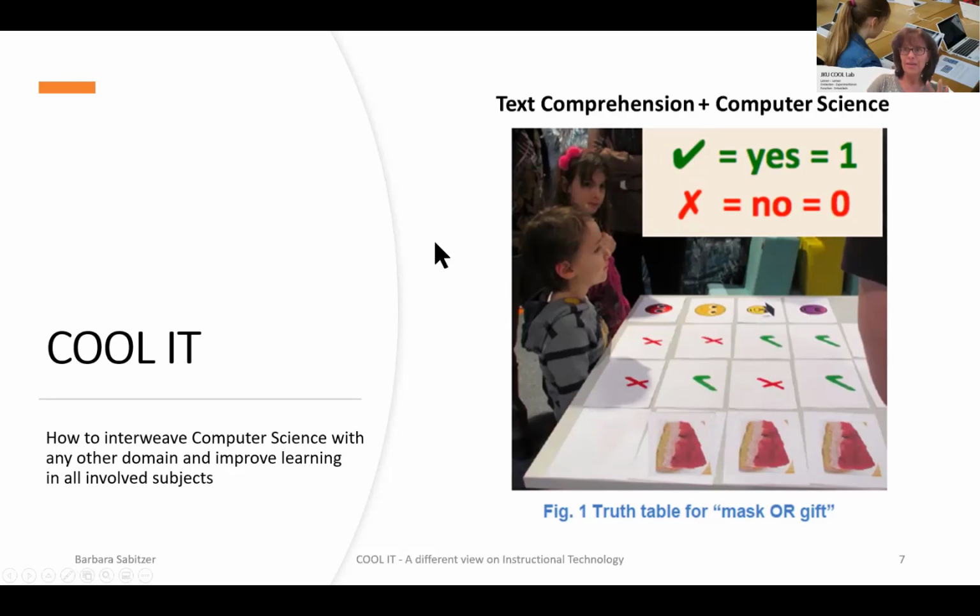The basis was a short text that the children could read or hear, and then they had to build their own truth table with these cards that you can see here. So this is one strategy from computer science that can really support learning in language lessons.